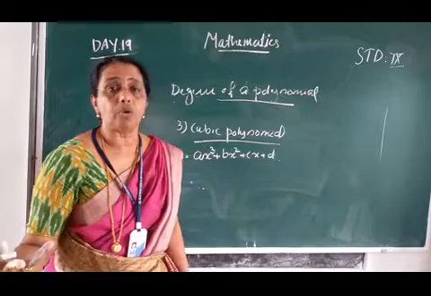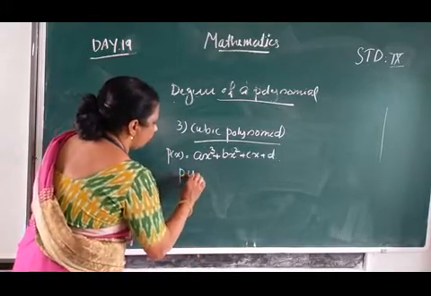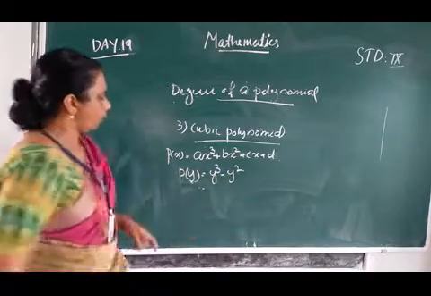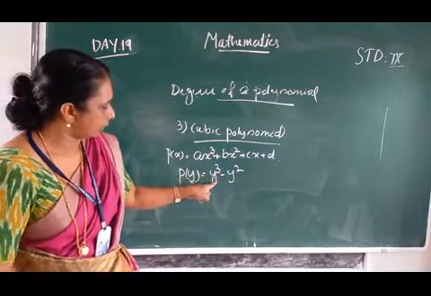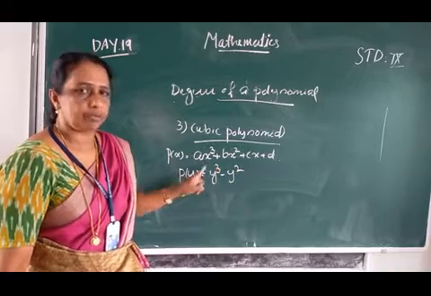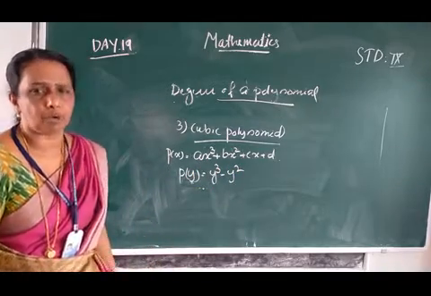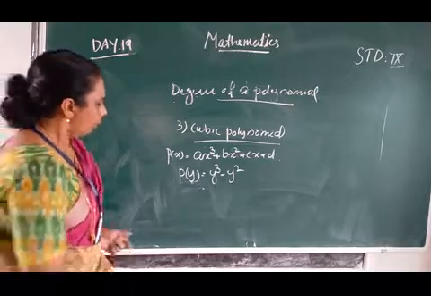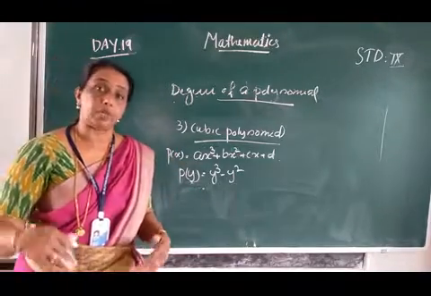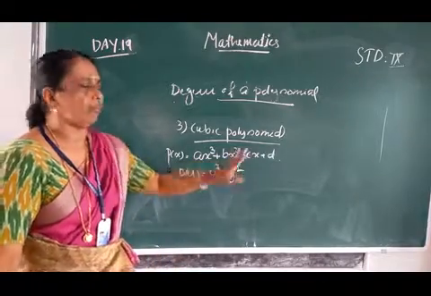At most 4 terms. For example, we can write p of y is equal to y cube minus y square. Here the power of the first term is 3, and the power of the second term is 2. The highest power is 3, therefore this is a cubic polynomial. Here only 2 terms are there, but a cubic polynomial has at most 4 terms.